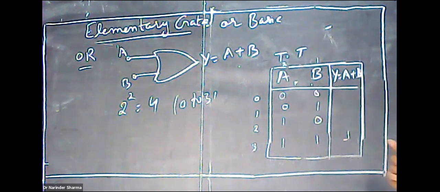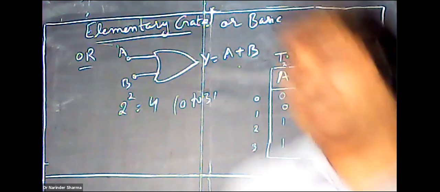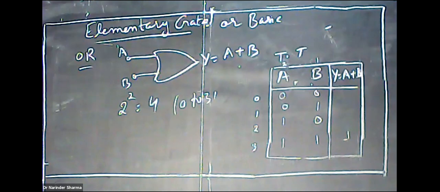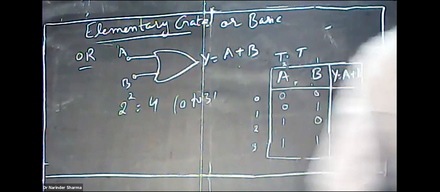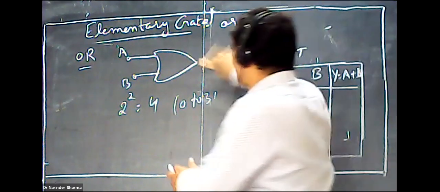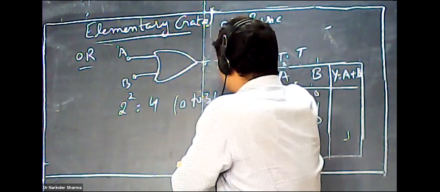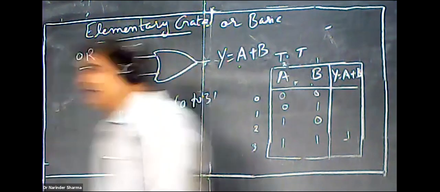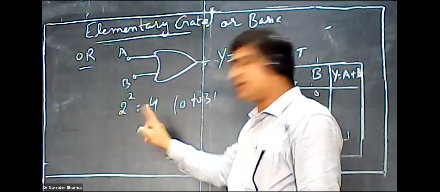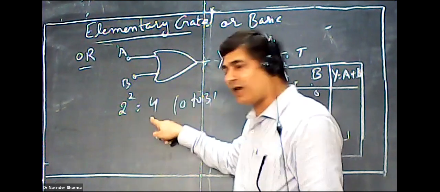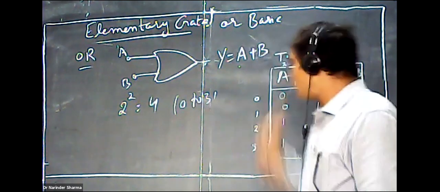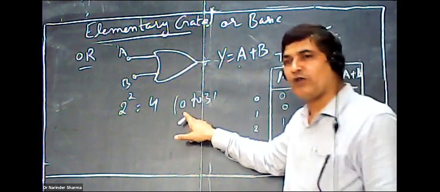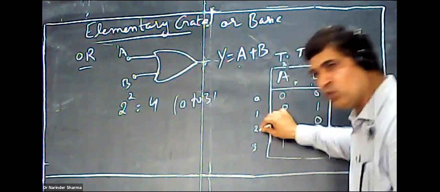Now, 0 plus 0 is equal to 0. Then 0 plus 1. So here you can see Y equals A plus B. It has two inputs, A and B. This would be 2 raised to power 2, which is 4. It can be written as 0 to 3. So we have to assign the values to A and B, which means first of all you have to number the rows 0, 1, 2, 3.